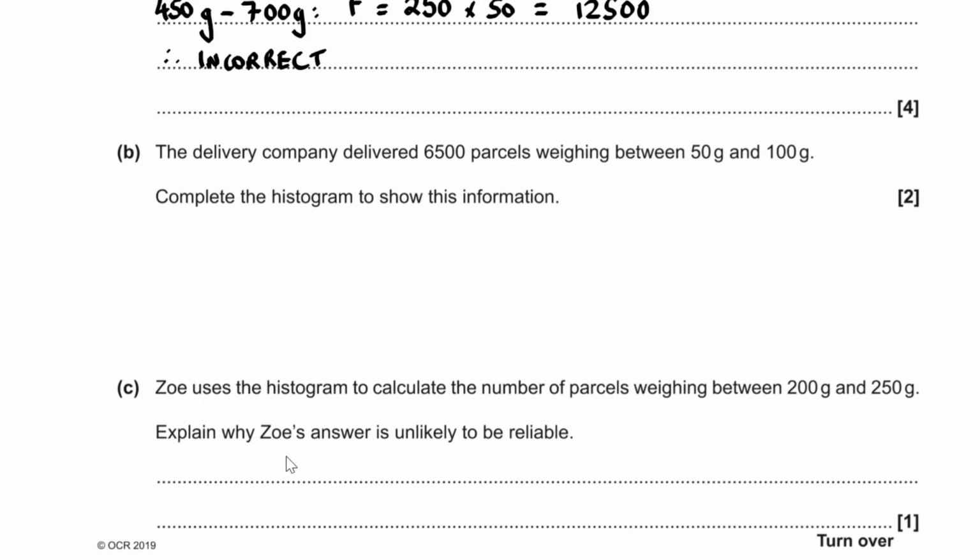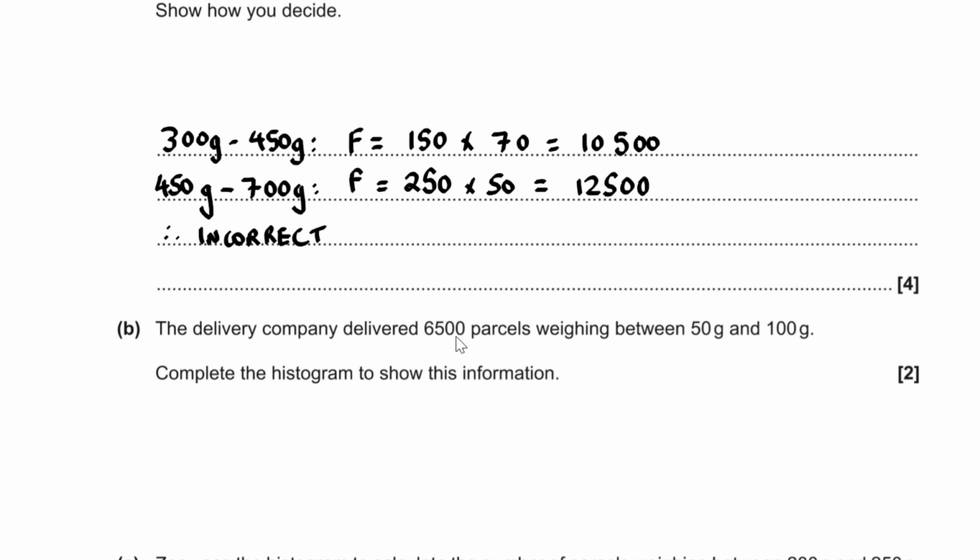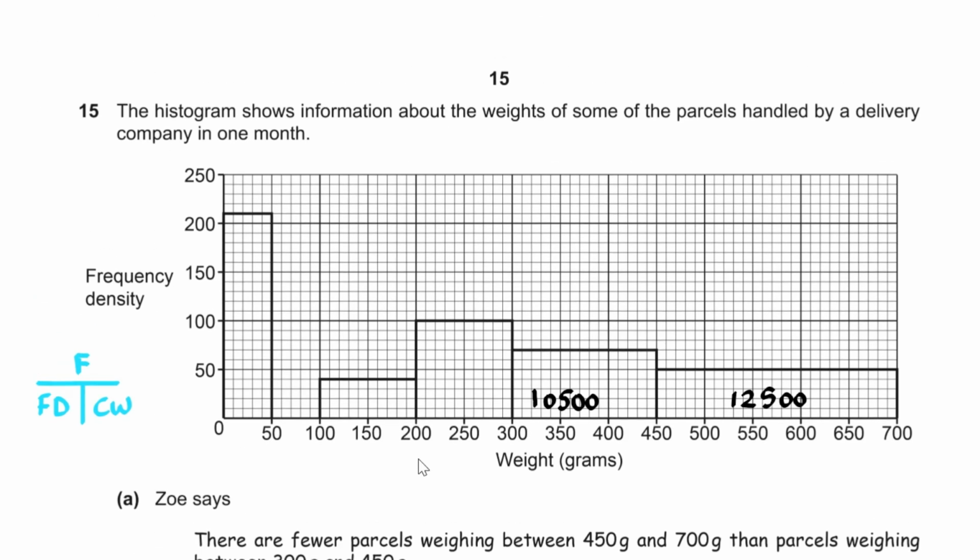And now for part B, the delivery company delivers 6,500 parcels weighing between 50 and 100. So between 50 and 100, we have 6,500 parcels, and we have to complete the histogram. Well, you can see here then that the frequency density is equal to the frequency, which is 6,500, divided by the class width, which is 50. So here we'd have to draw a height of 130 for our bar.